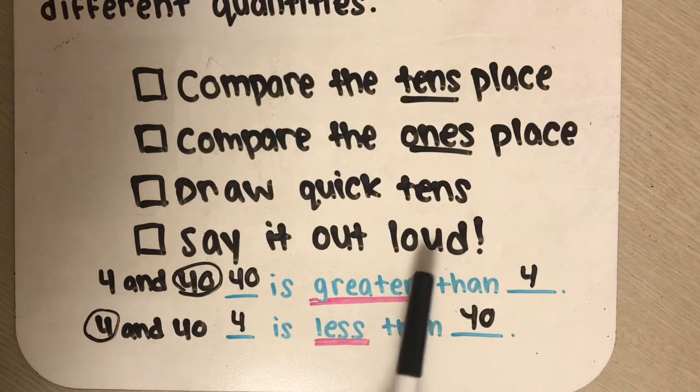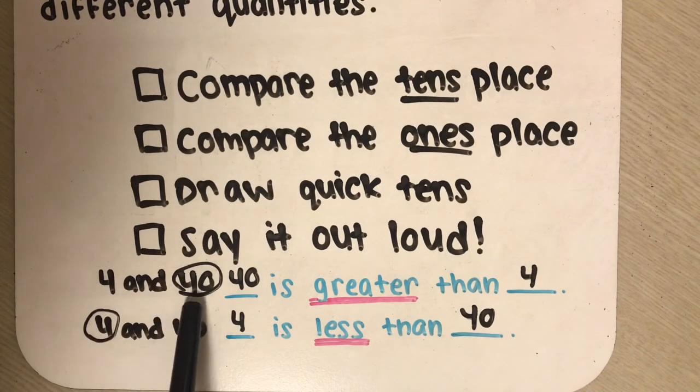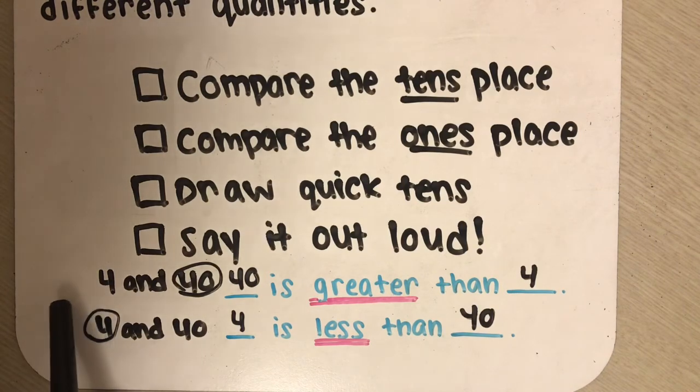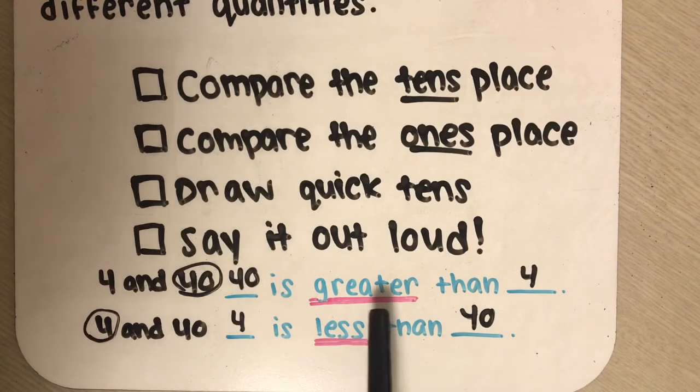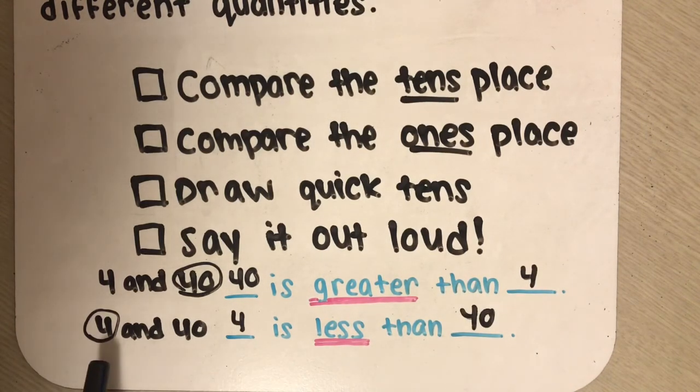For example, if you had a problem and you solved that 40 is greater than 4, I want you to actually practice saying it out loud, like this. 40 is greater than 4. If you saw a problem that was asking you which number was less, I want you to say your answer out loud as well. So you might say, 4 is less than 40.